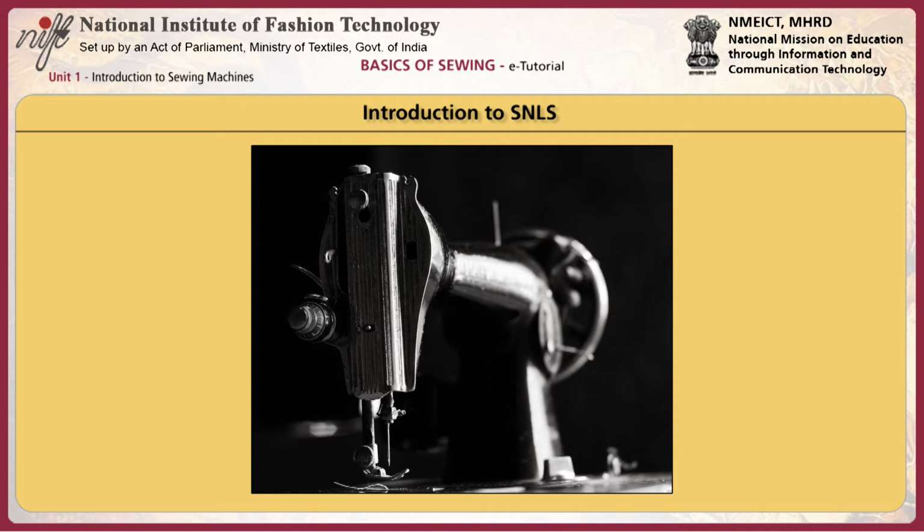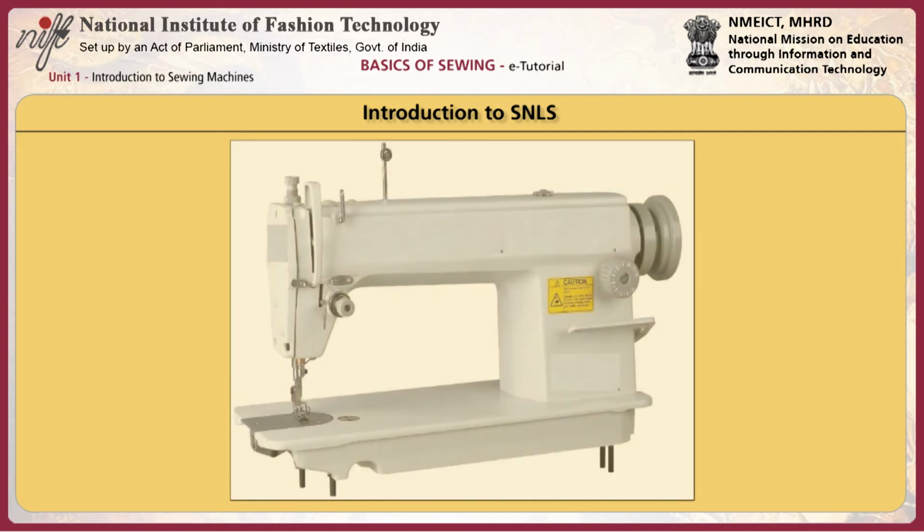Now we shall discuss the single needle lock stitch machine and the 3-thread overlock machine in detail, as these machines are most widely used in the garment industry. A sewing machine is a machine used to stitch fabric and other material together with thread.